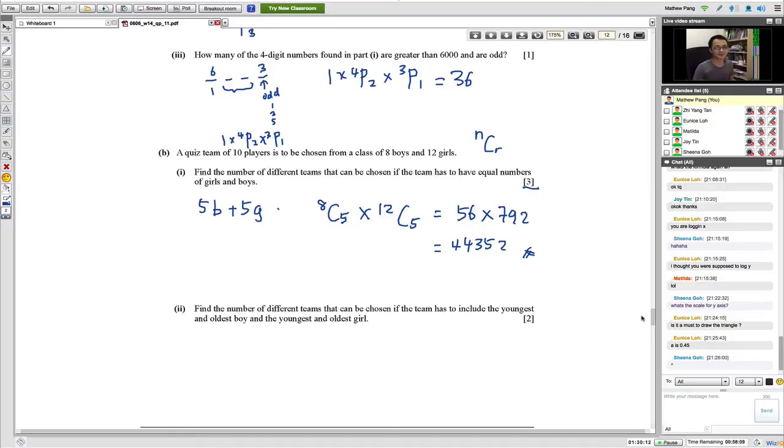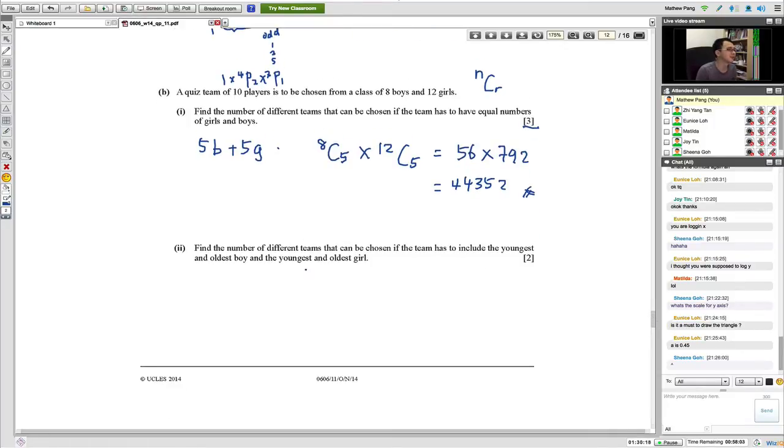Okay, then we move on to the next one. It says find the number of different teams that can be chosen if the team has to include the youngest and the oldest boy and the youngest and the oldest girl. So over here, I'm going to take out the youngest and oldest boy and youngest and oldest girl from the 8 boys and 12 girls here. So you see how I do here.